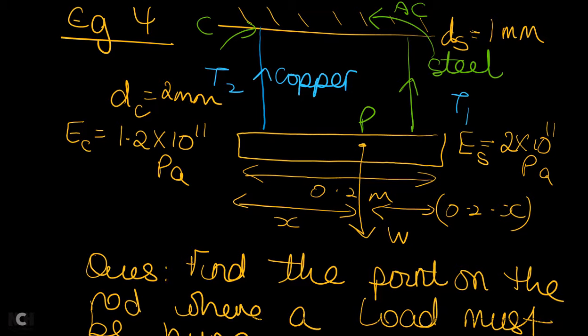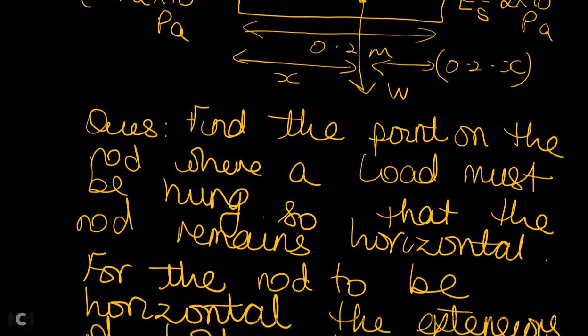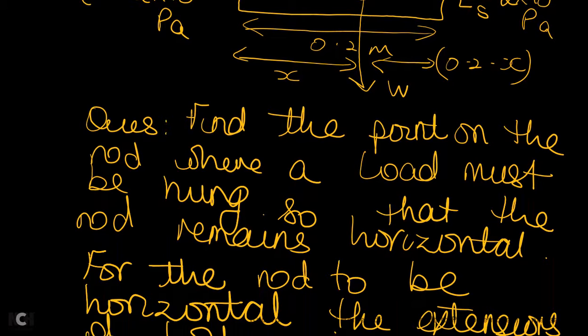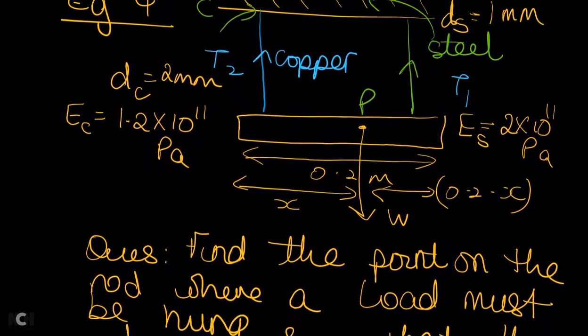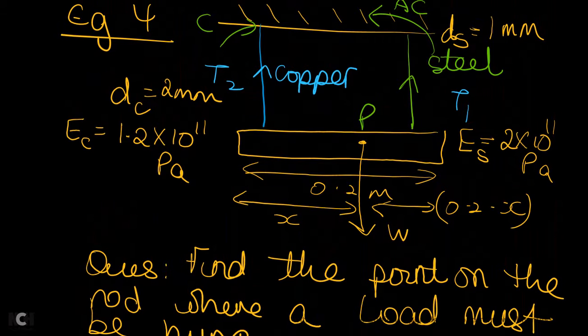And you are told to find the point on the rod where a load must be hung so that the rod remains horizontal. So if the length of the rod given is 20 cm, which is 0.2 meters, you were told that the two wires, steel has a diameter of 1 millimeter and copper has a diameter of 2 millimeters, and you were told the respective Young's modulus of each material.